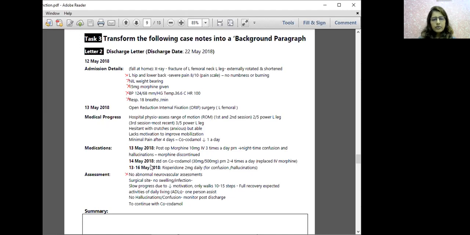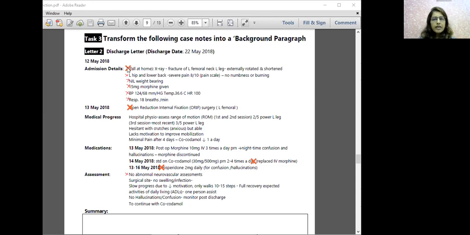Maybe you can exclude this too, because now it is no longer to be continued. And similarly this, because if you see the current dosage is this, 1 a day. Minimal pain after 4 days, cocodamol reduced to 1 a day. So this is the initial dose, but currently this is the dose. So rather than writing the previous dose, you can write the current dose. We have already mentioned that they underwent ORIF for left femur, so that can also be excluded from this paragraph. All these things we have already mentioned in the introduction paragraph.